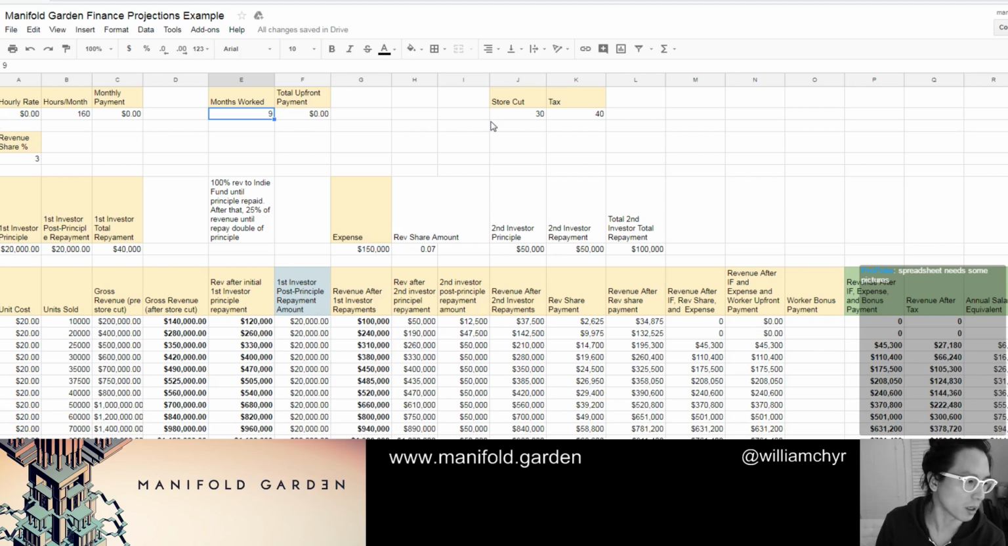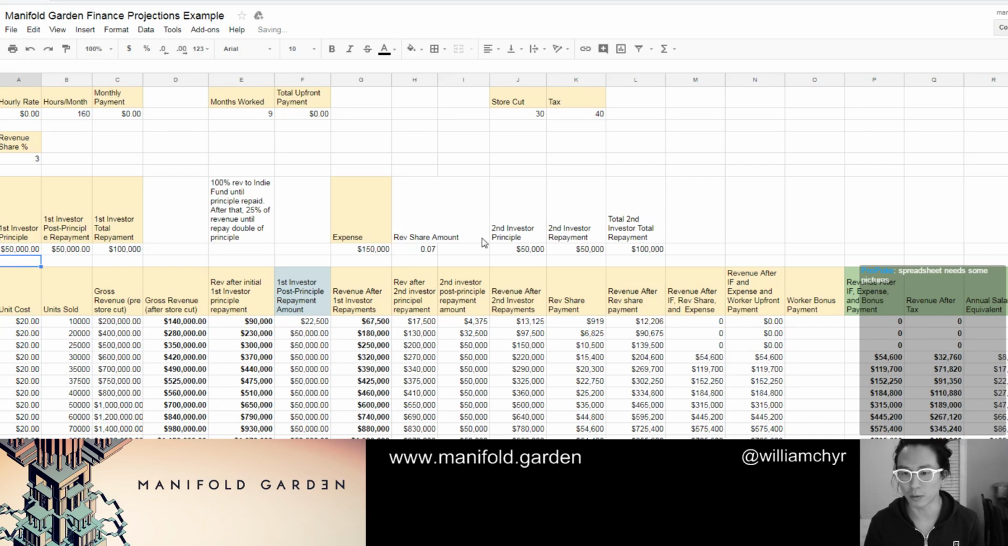So we've got a store cut. Let's go with 30%, that's just how much the stores take. And taxes, let's just go 40%, which is kind of aggressive, but we're not even going to get there. Let's say our first investor is Rory Bell. Rory Bell gives me 50,000. Actually, we're not even going to bring the second investor into the picture.